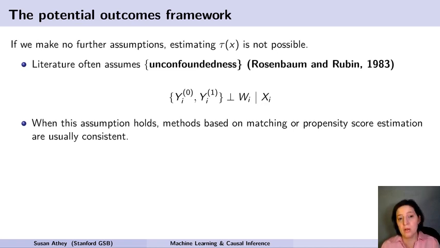So one of the common assumptions used in the literature is unconfoundedness, which is also called ignorability or selection on observables. What that basically means is that conditional on observable characteristics, the treatment assignment is as good as random. When this assumption holds, a variety of methods can be used to estimate treatment effects. The historical literature has focused on things like matching or propensity score estimation, and those are usually consistent, at least as long as there's overlap. That is, for each value of X, we have some probability of each treatment state occurring.